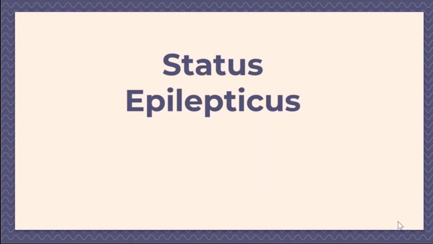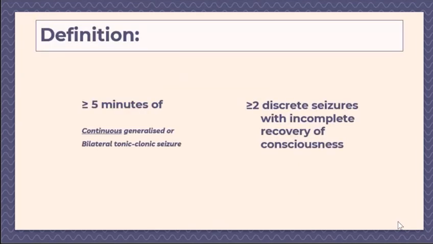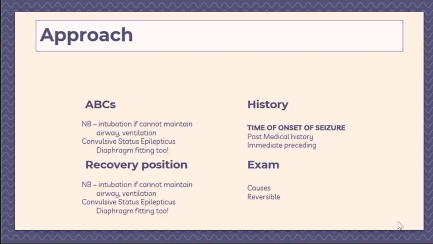Okay, so you're always worried about status epilepticus. Let's dive into that a bit. The definition of status epilepticus is 5 or more minutes of a continuous, generalized or bilateral tonic-clonic seizure, or 2 or more discrete seizures with an incomplete recovery of consciousness between the 2 seizures.